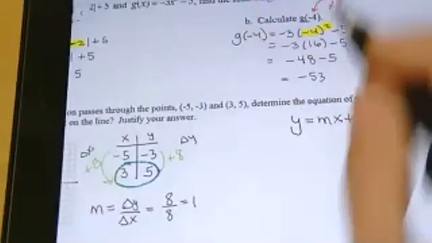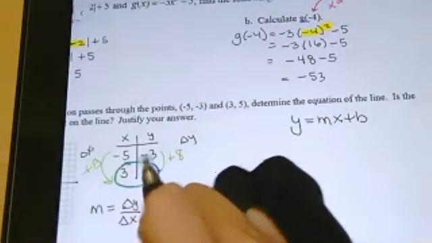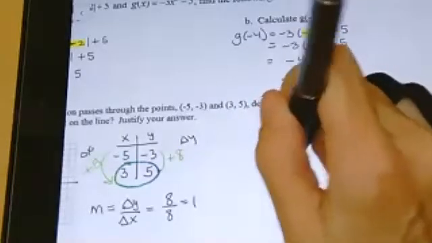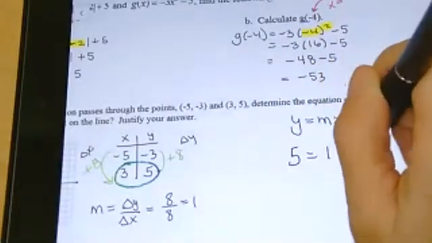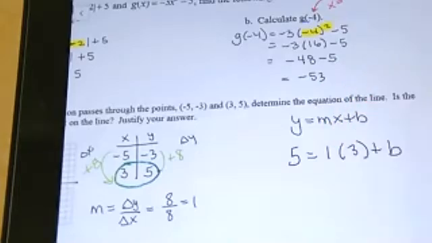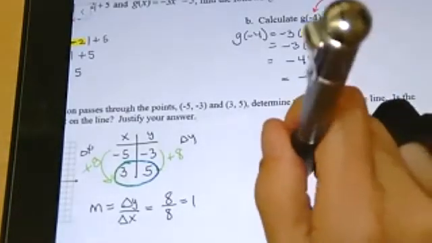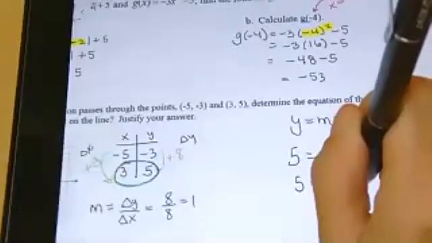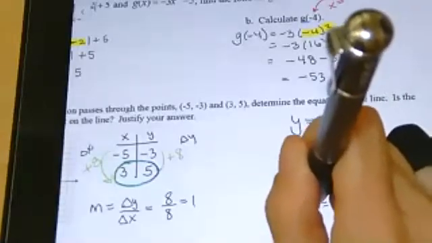So I'm going to go to y equals mx plus b, and I'm going to substitute in 1 for m, 3 for x, 5 for y. So there's my y equals, my m is 1, my x is 3, plus b. So I substitute that all in, and now I can figure out what b is. Here I have 5 equals 1 times 3, which is 3, plus b. Subtract 3 and b is 2.